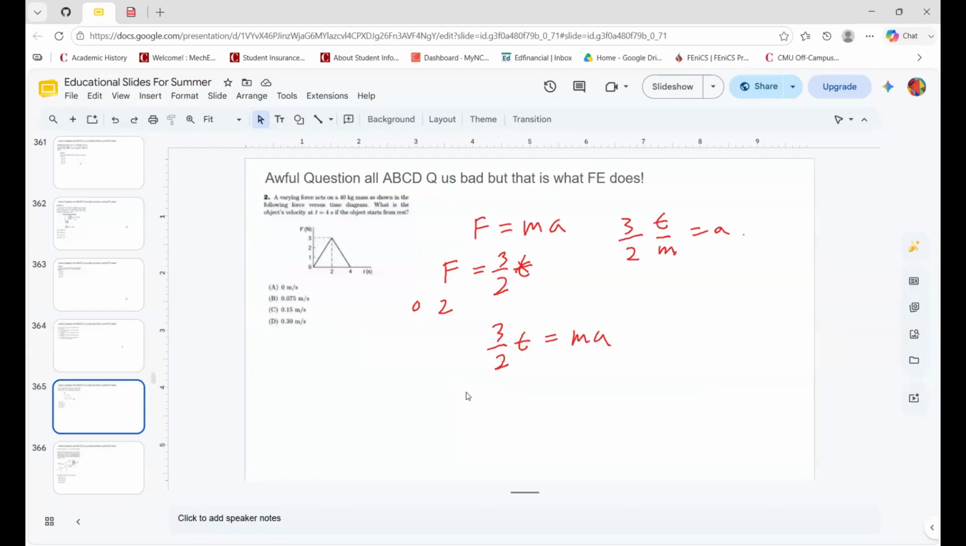I think, wait, am I being dumb here? I might be being dumb here. I think I am being dumb. So I think this is something like the impulse or momentum question. I guess we can do dp equals F dt, force times dt, right?